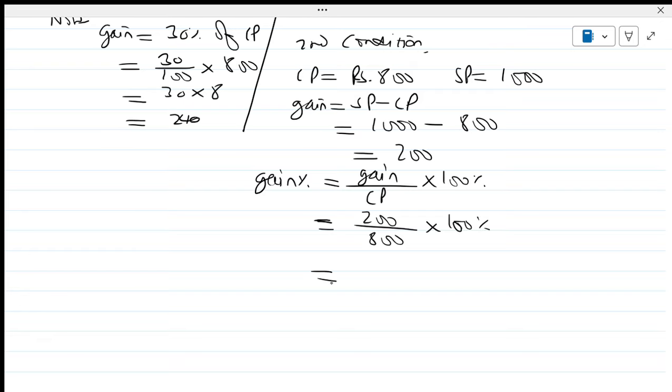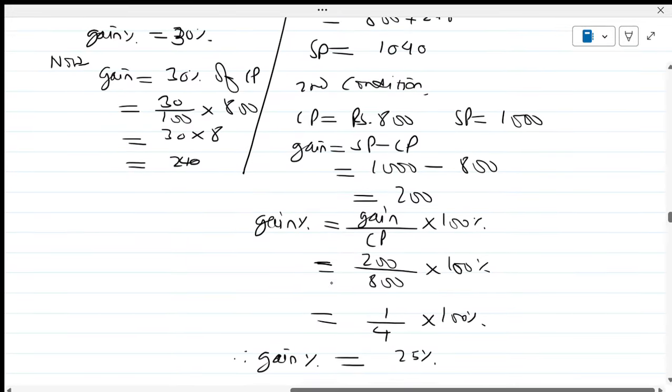By 200, 800, you can cancel four times, or you may go by some simpler or smaller numbers for us to cancel. Then finally get that last one, which I said as divide by 200. I'm doing it directly: 200 into 1 is 200, 200 into 4 is 800, and into 100 percent, and 100 divided by 4 you get 25 percent.